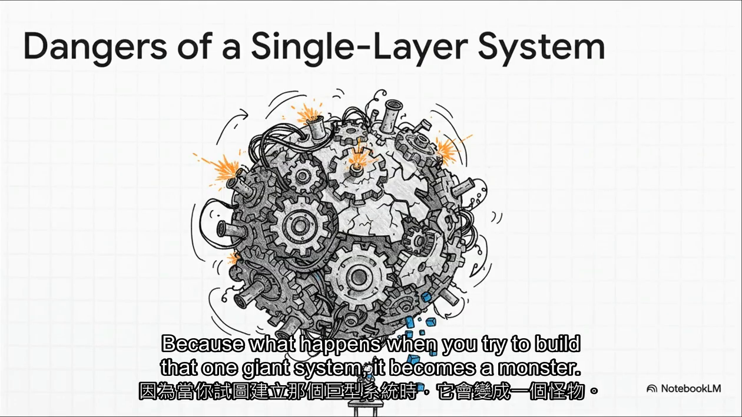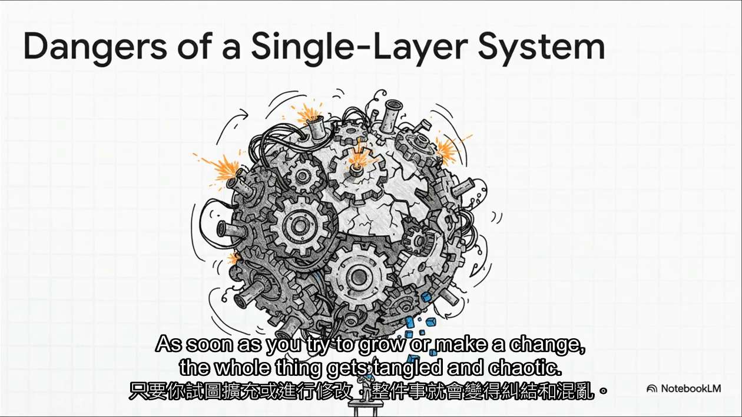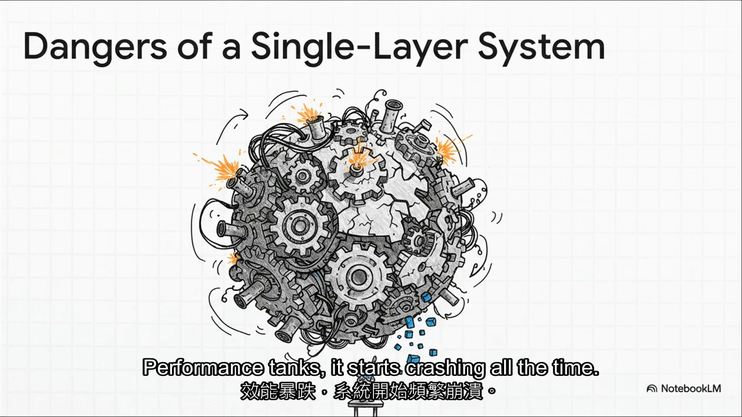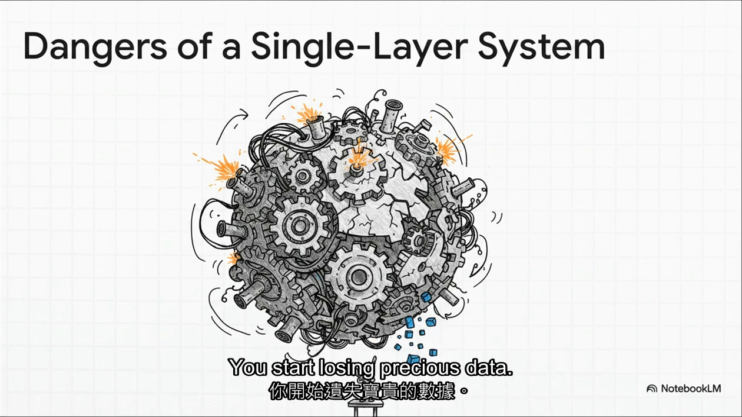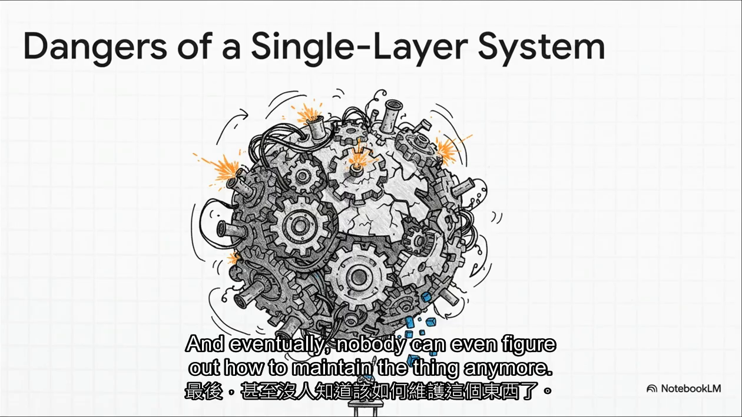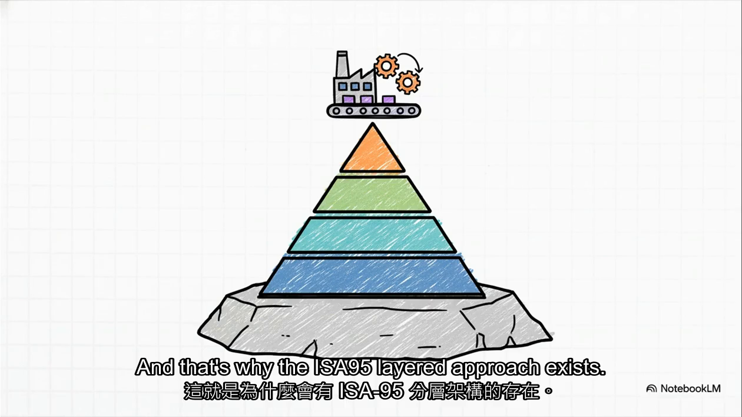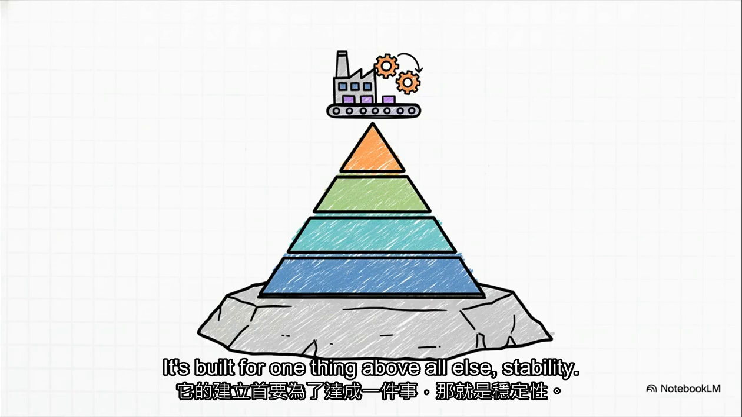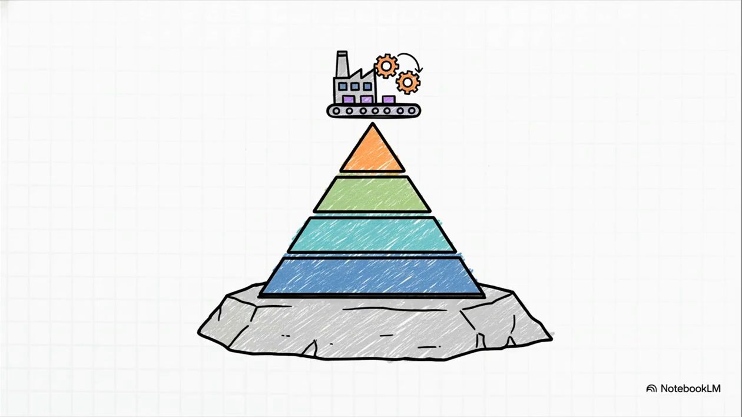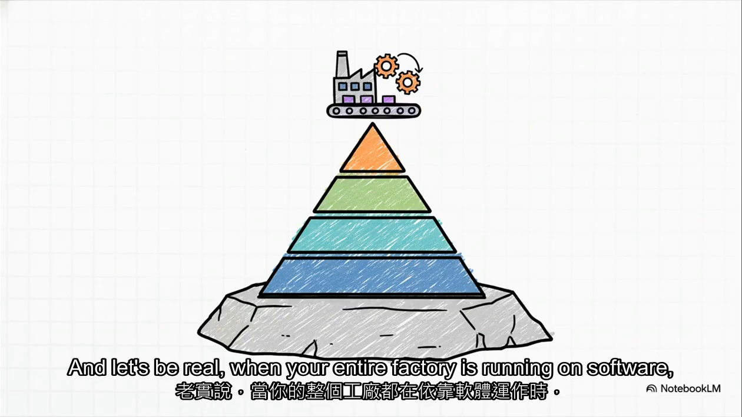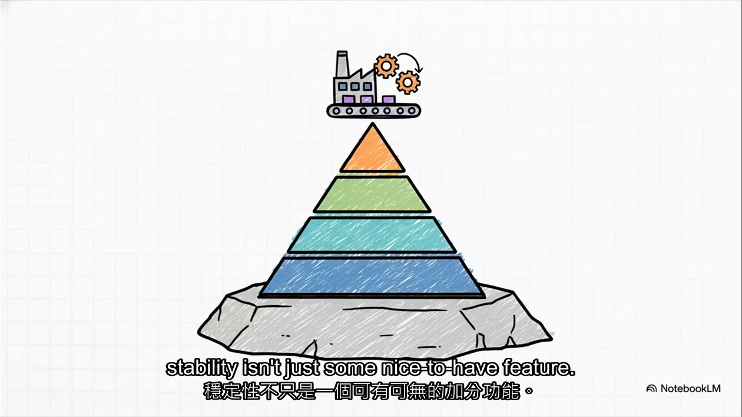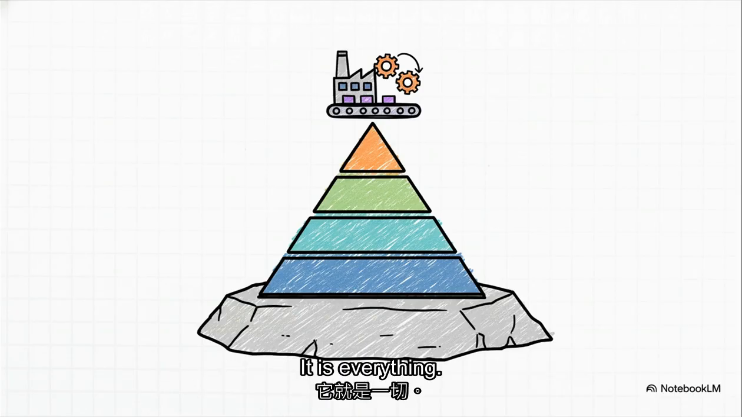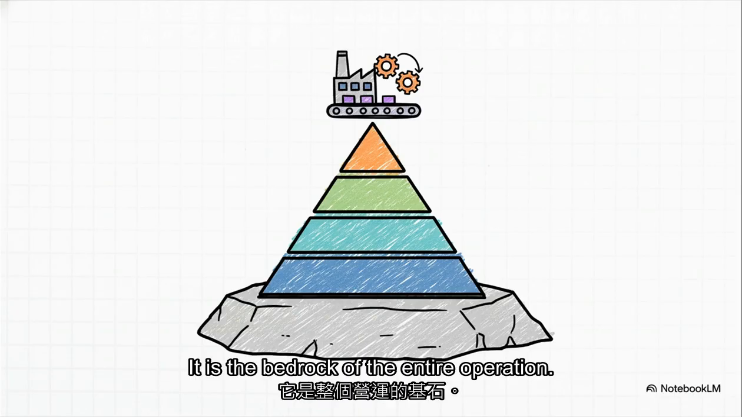Because what happens when you try to build that one giant system, it becomes a monster. As soon as you try to grow or make a change, the whole thing gets tangled and chaotic. Performance tanks, it starts crashing all the time, you start losing precious data, and eventually, nobody can even figure out how to maintain the thing anymore. And that's why the ISA 95 layered approach exists. It's built for one thing above all else: stability. And let's be real, when your entire factory is running on software, stability isn't just some nice-to-have feature. It is everything. It is the bedrock of the entire operation.